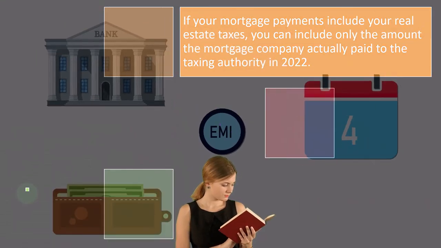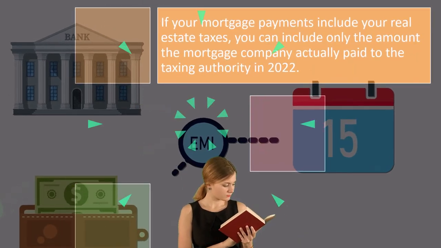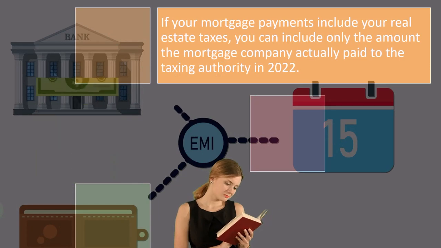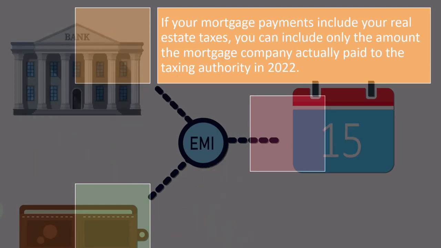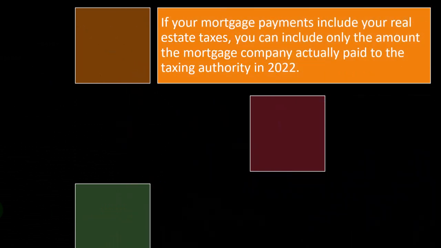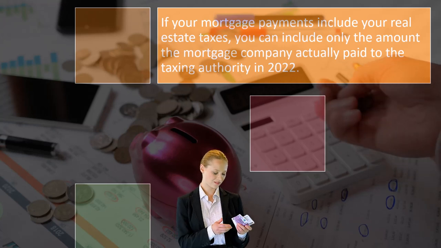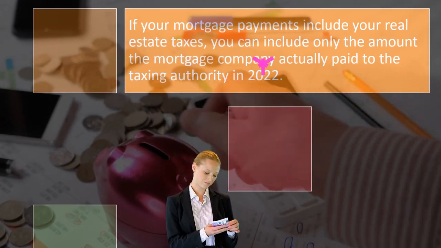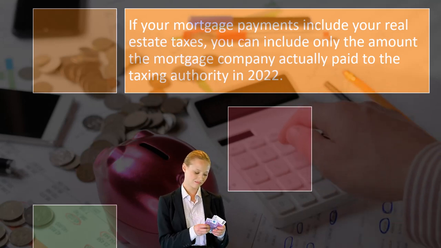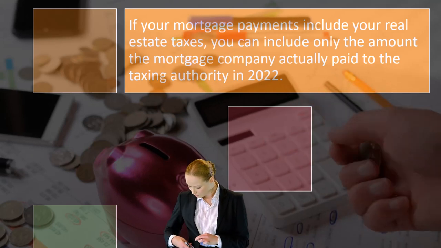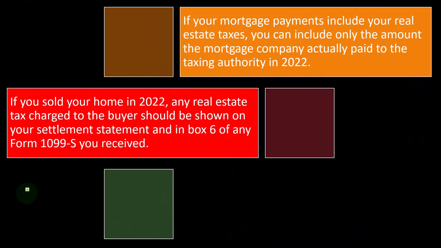The mortgage company should give you the Form 1098, which gives you the information on how much you paid in mortgage interest and real estate taxes. Just remember not to miss that, because anytime someone owns a home, you would expect them to have property taxes. So if you don't see it on the 1098, you've got to collect other documentation for it, because they have to have property taxes.